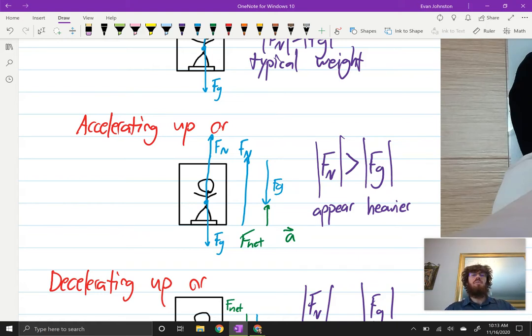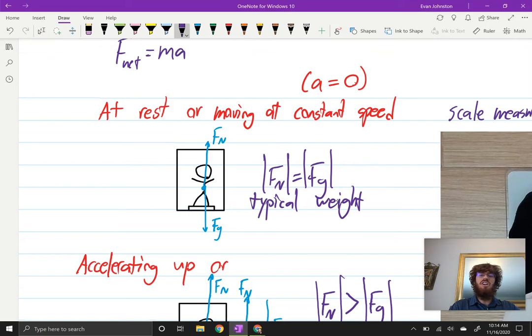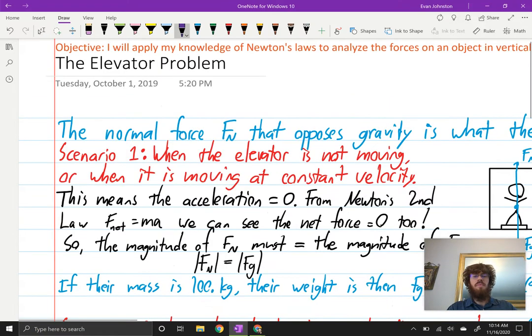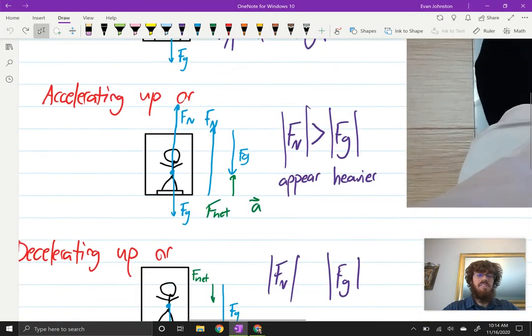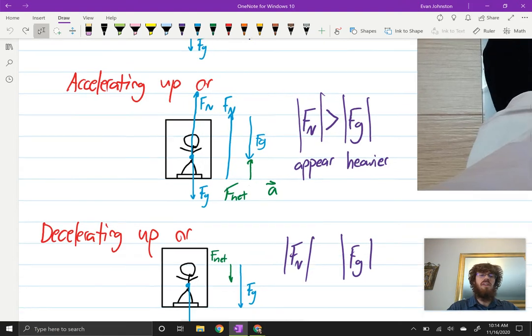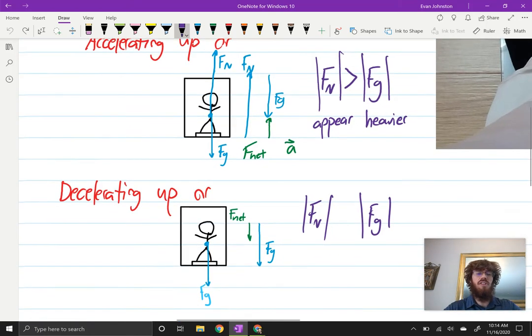So now, we've looked at when you take off from the bottom floor and you're going faster and faster, you're going to look heavier on the scale. And then the elevator is going to reach this constant speed and you'll actually show your typical weight. Now, on the way up, the last thing that happens is before you reach the top floor, the elevator has to start decelerating while it goes up. It's going slower and slower.